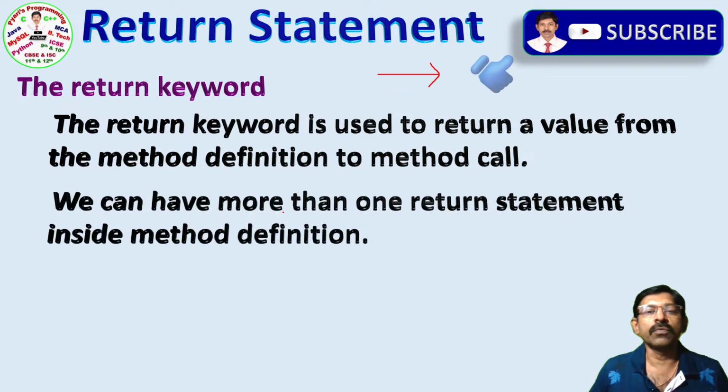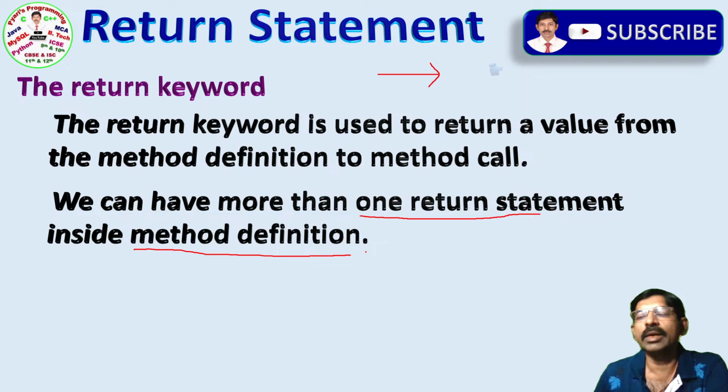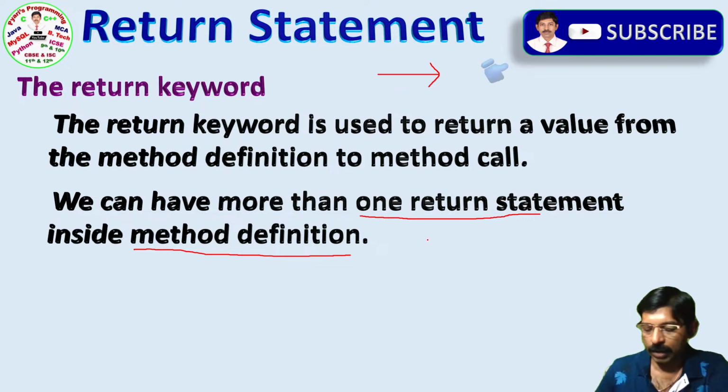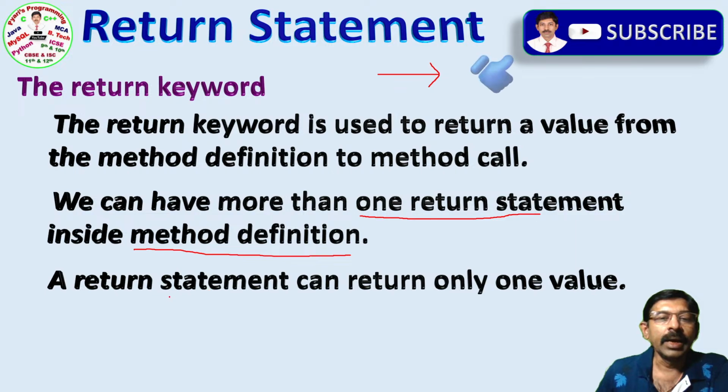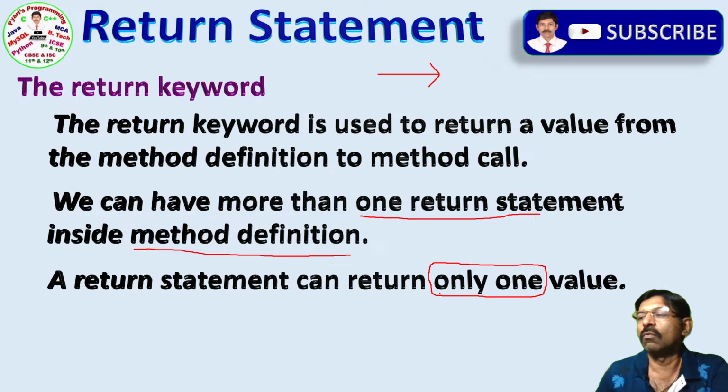Which can have more than one return statement? Who is having more than one return statement? Method definition. A method definition can contain more than one return statement. I will show you how it can be. The next part says that a return statement can return only one value. A return statement cannot return more than one value. It can return only one value. How? We'll see in the program.